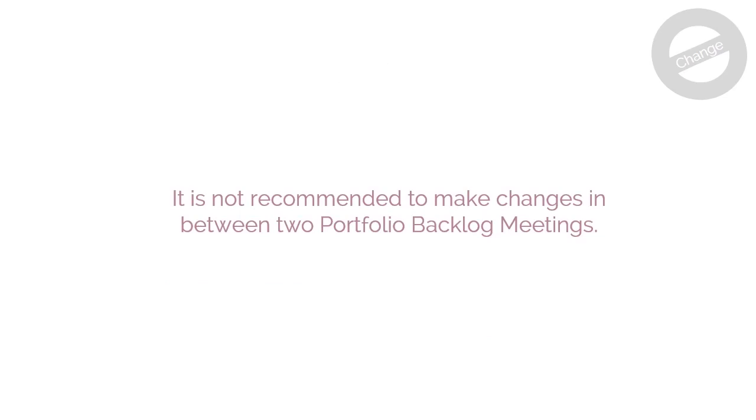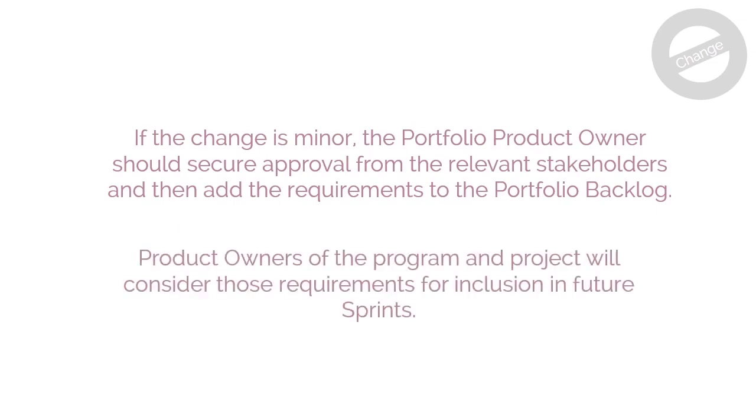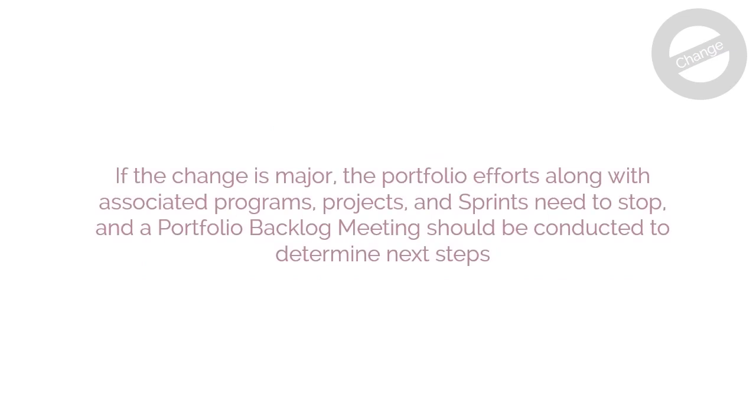In portfolio, it is not recommended to make changes in between two portfolio backlog meetings. If the change is minor, the portfolio product owner should secure approval from the relevant stakeholders and then add the requirements to the portfolio backlog. Product owners of the program and project will consider those requirements for inclusion in future sprints. If the change is major, the portfolio efforts, along with the associated programs, projects, and sprints need to stop, and a portfolio backlog meeting should be conducted to determine next steps.